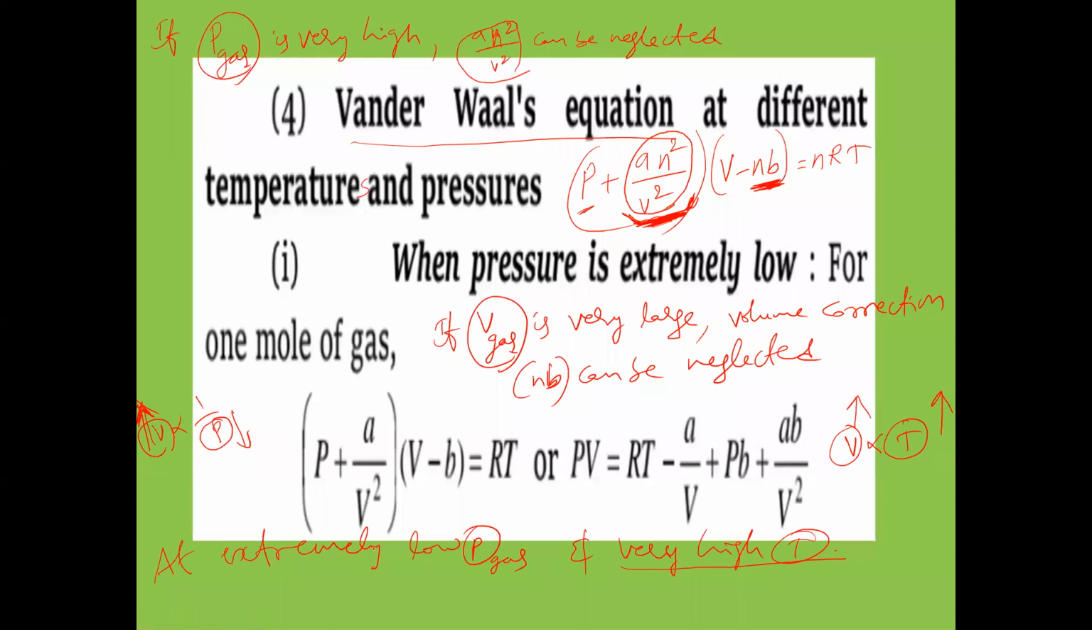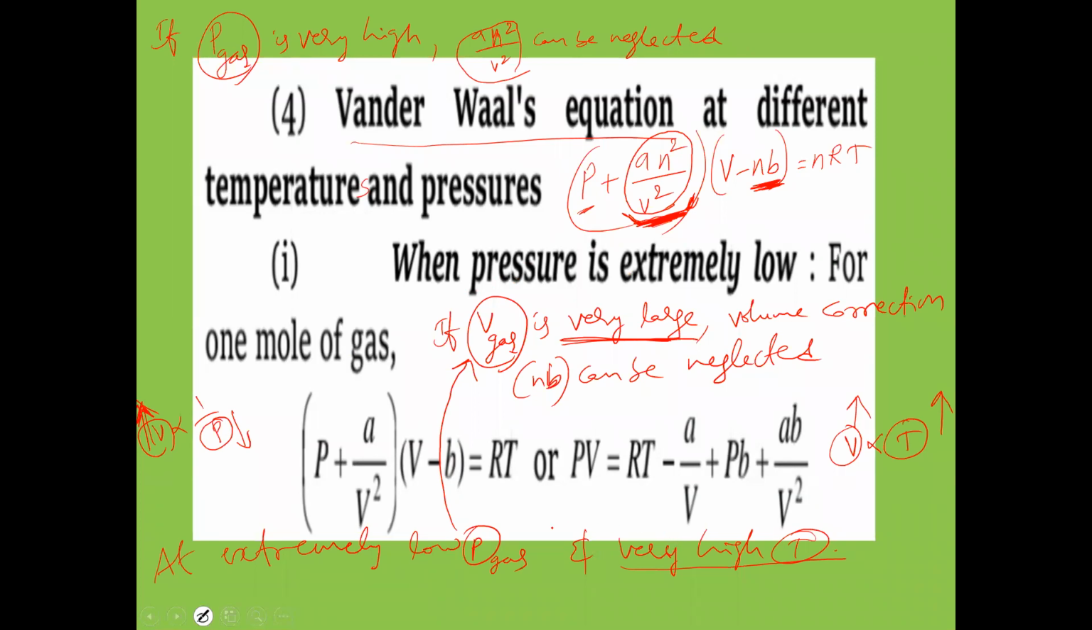So at extremely low pressure and very high temperature, volume becomes very large. When volume of gas is very large, what can be neglected here? Volume correction can be neglected. And also, pressure is extremely low now. At extremely low pressure, we can also neglect the pressure correction. Both corrections can be neglected at extremely low pressures and high temperatures.